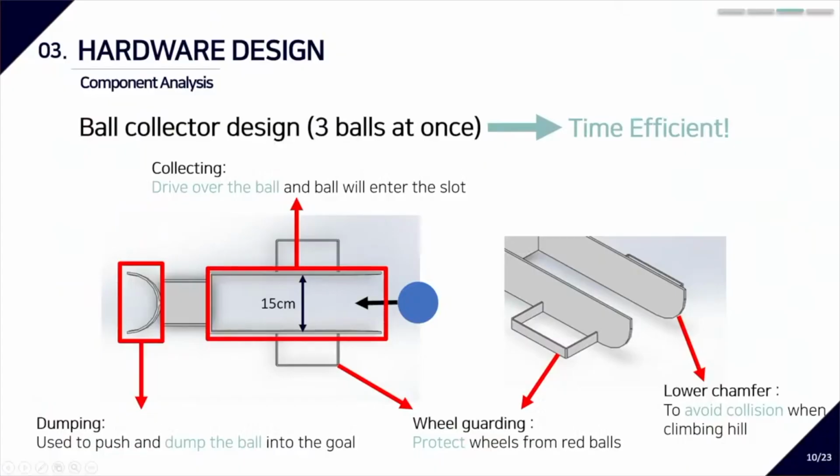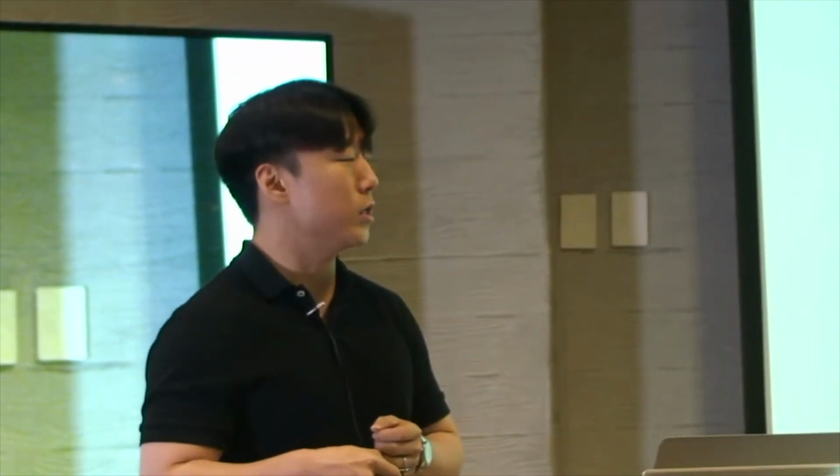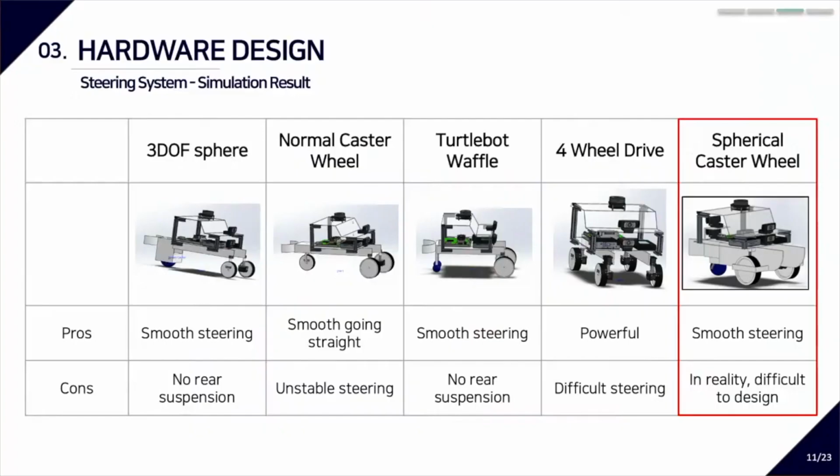For the ball collecting algorithm, we decided to use a 3-balls-at-once algorithm because we think it is more time efficient. In the ball collecting structure, there are several functions. First is dumping: we push the balls using this kind of structure at the end of the project. Then the ball collecting part, which is where the balls are placed inside the robot. The wheel guard protects the wheels from the red balls and obstacles colliding with them. And the lower chamfer: we cut out this lower portion because it kept colliding with the slope in the entrance zone.